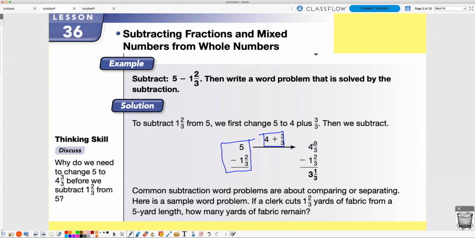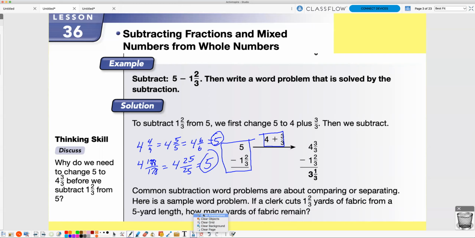And why did we choose 3/3? Because we could have also said 4 4/4. We could have said 4 5/5. We could have said 4 6/6. We could have said 4 178 over 178. You could have said 4 25 over 25. Those are all equal to 5. Those all equal 5 every time, as long as this value is 1, 1 plus 4 equals 5.